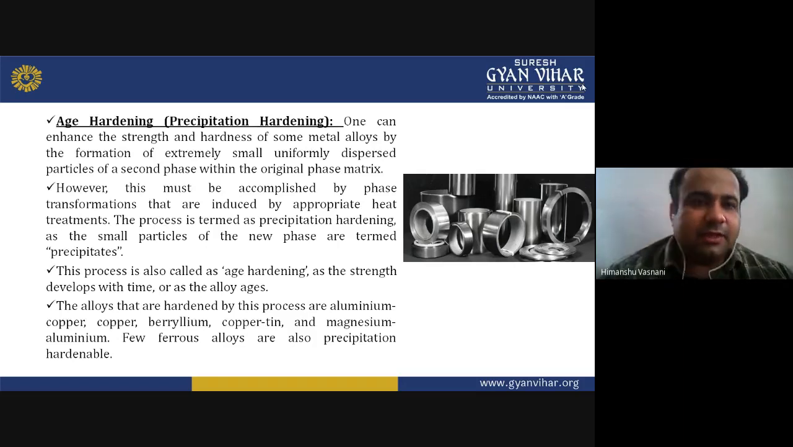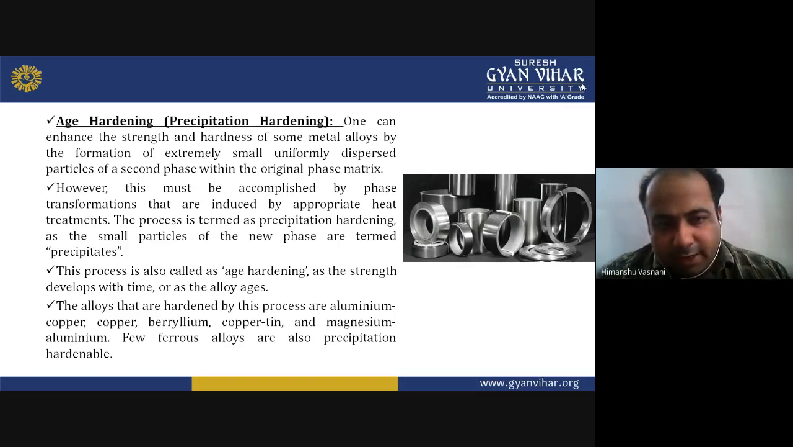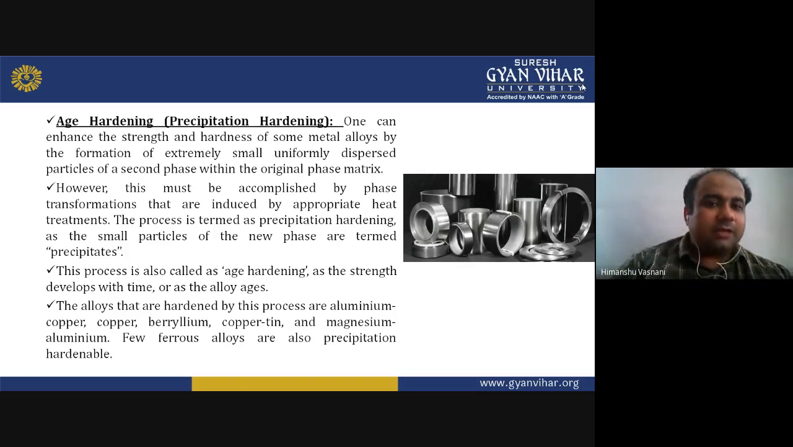One can enhance the strength and hardness of some metal alloys by the formation of extremely small, uniformly dispersed particles of a second phase within the original phase matrix. However, this must be accomplished by phase transformations that are induced by appropriate heat treatments. The process is termed precipitation hardening, as the small particles of the new phase are termed precipitates.